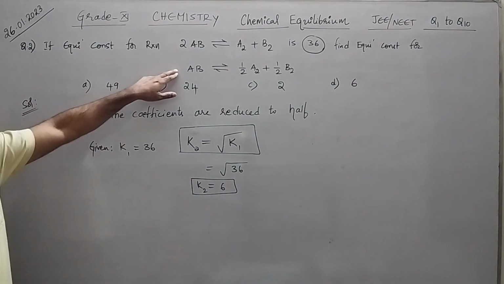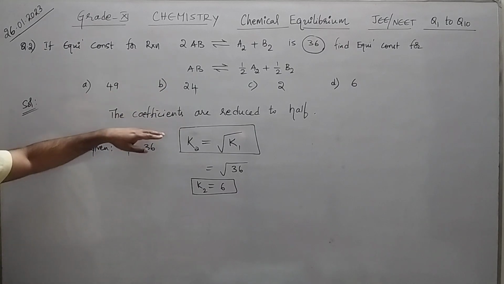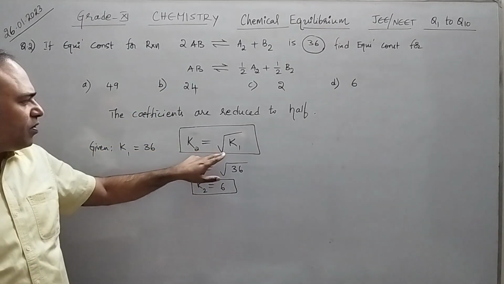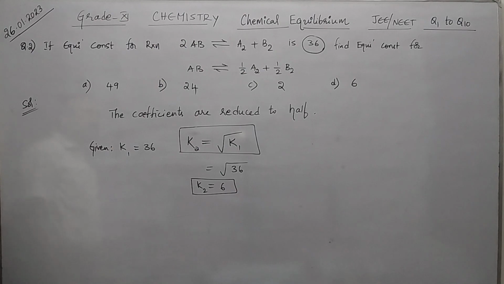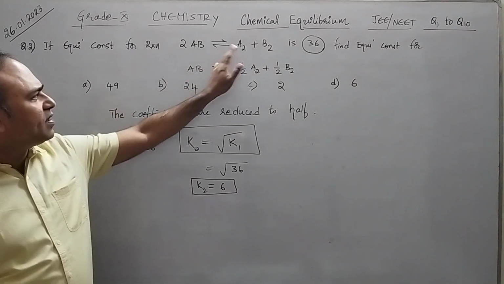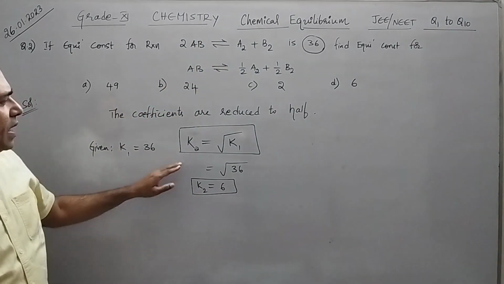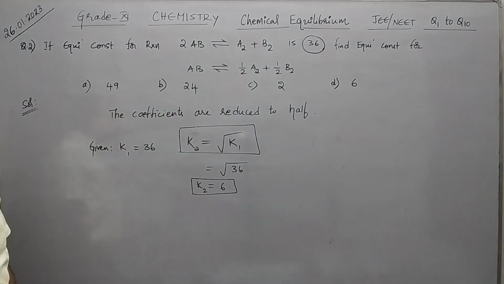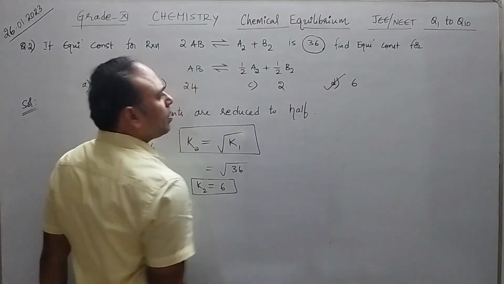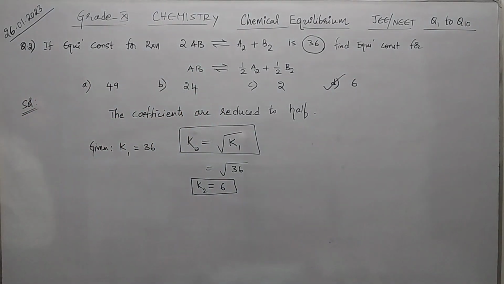If you reduce the coefficients to half, then you will take root of K. Suppose in the other condition, if it is reversed, A2 plus B2 gives 2AB, then you know that it is nothing but K2 is equal to 1 by K1. So that type of questions also we can solve. Now what will be our answer here? 6. Let's move to question number 3.